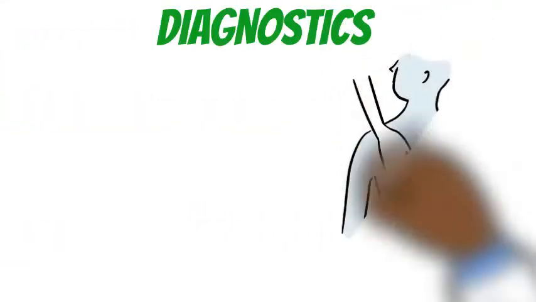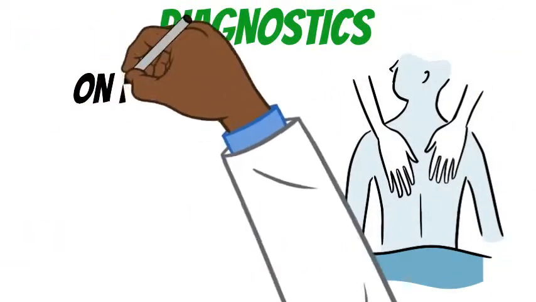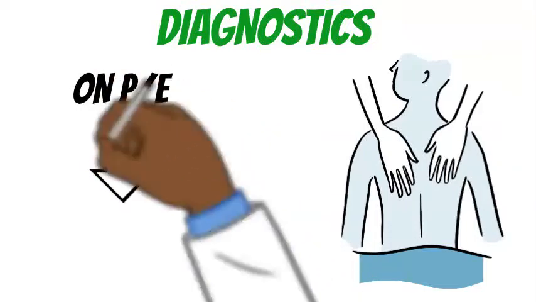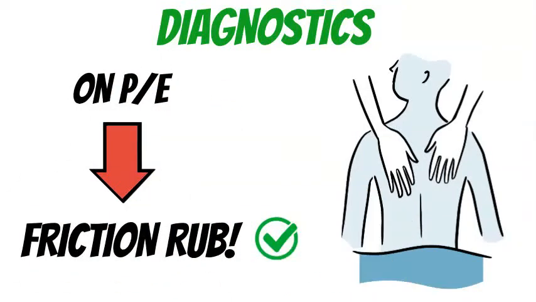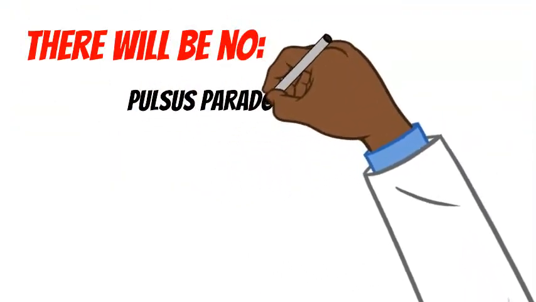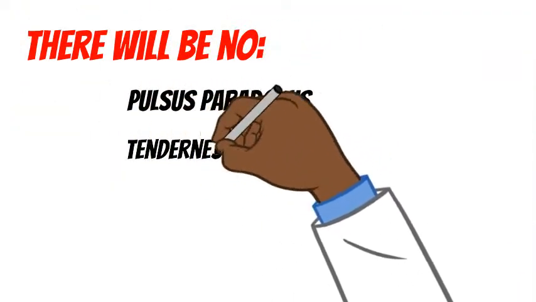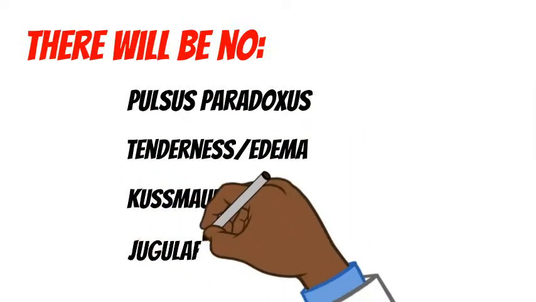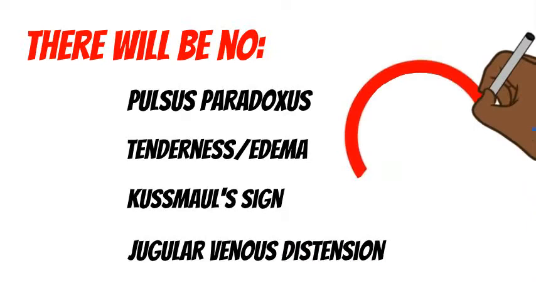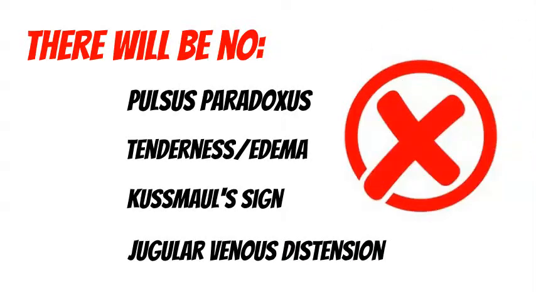Let's move on to diagnostics. On physical exam, the only pertinent positive finding is a friction rub, only in 30% of patients. That's why you see someone being massaged, to help you remember the rub. There will be no pulsus paradoxus, tenderness or edema, Kussmaul's sign, or jugular venous distension, which is more indicative of cardiac tamponade.